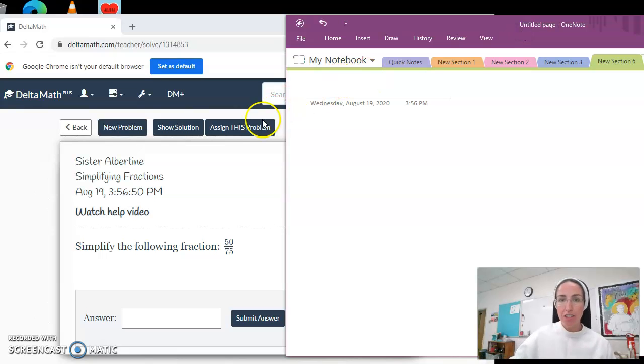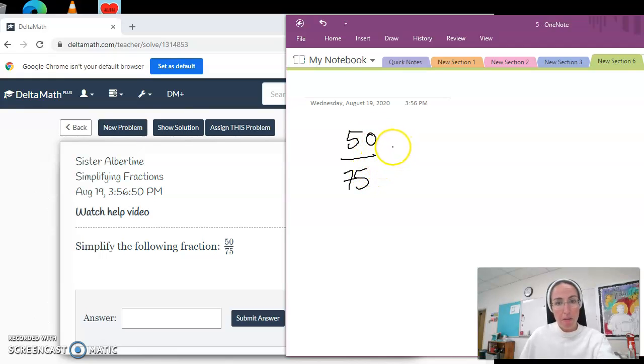So fractions are not simplified when a number can go both into the top and the bottom. So for example, 50 divided by 75 is not simplified because both of these have something that goes into it. So how could you figure that out?